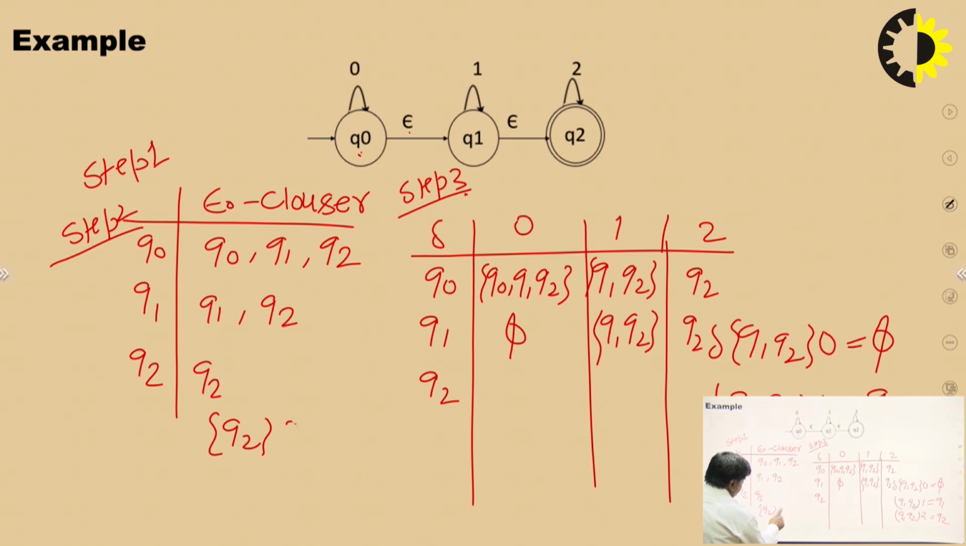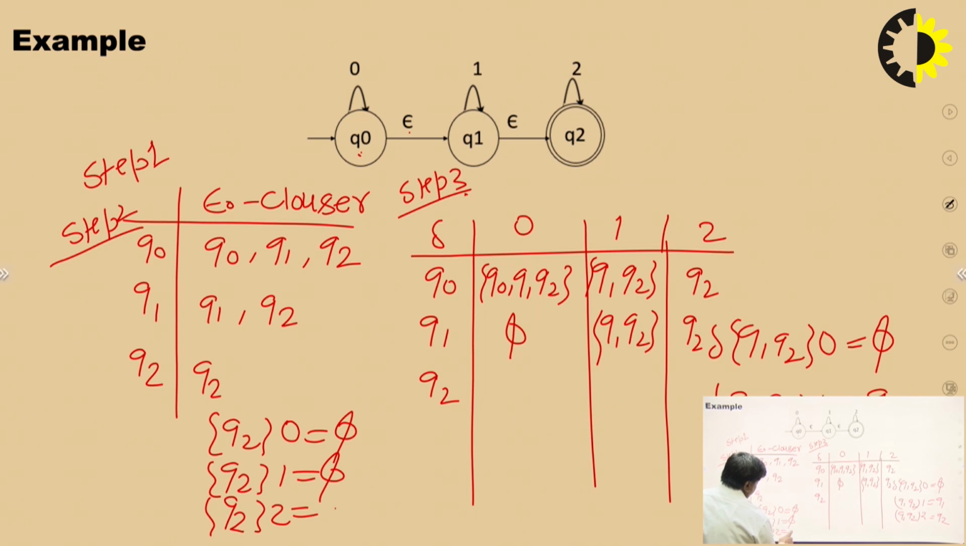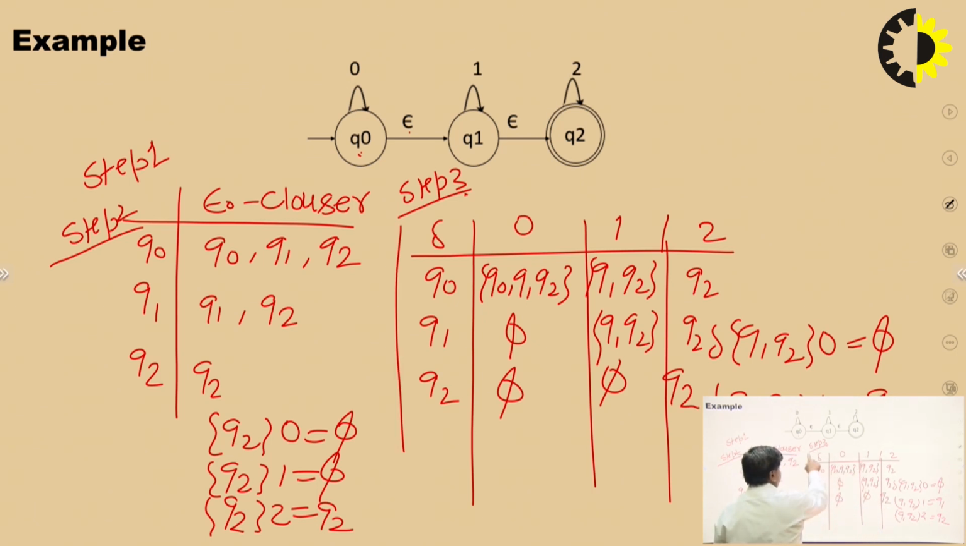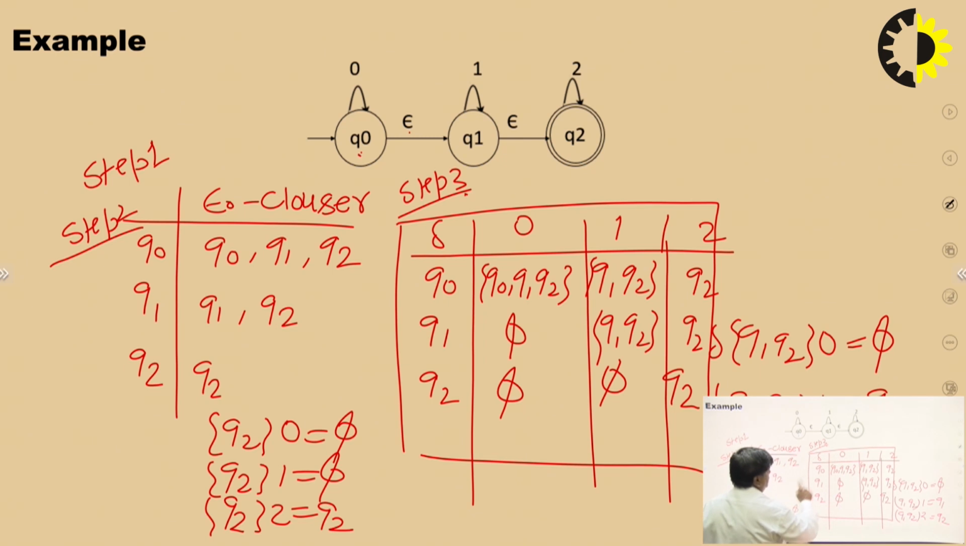For Q2, we check the transition on 0, on 1, and on 2. This is phi, this is phi, and this is Q2. Now this is the complete transition table of the NFA. We remove the epsilon, and my target is to convert this into a DFA.